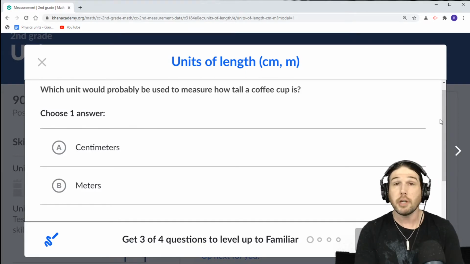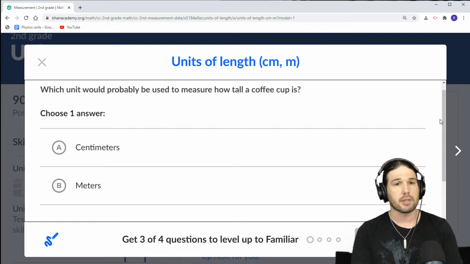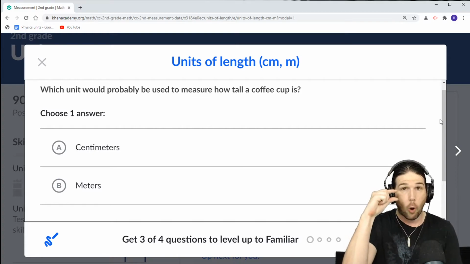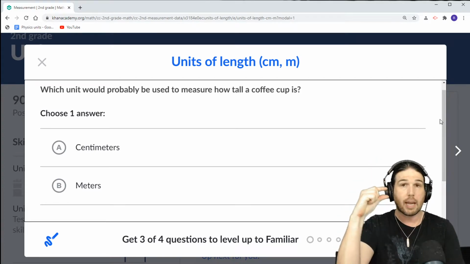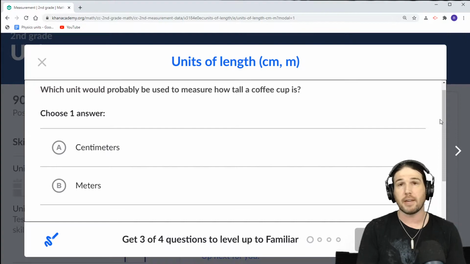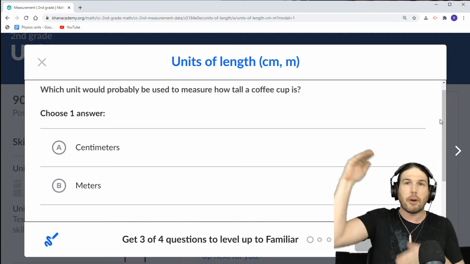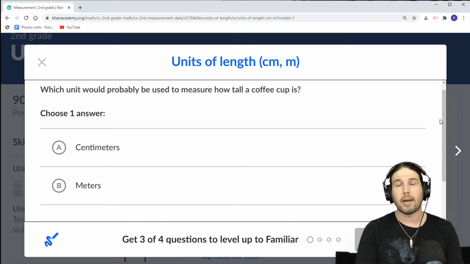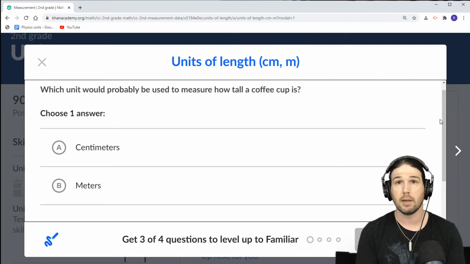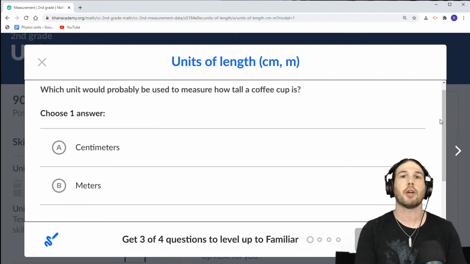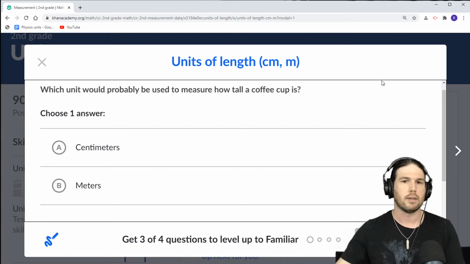So I could use either centimeters or meters to describe how tall my coffee cup is, but it's more likely that I'm going to use centimeters, because then I'm going to end up getting a whole number, because it'll take multiple centimeters to measure the coffee cup. Whereas if I took out a meter stick, it would take a very small fraction of 1 meter to measure the coffee cup. So while they are both absolutely usable, the one that is more convenient, easier to understand, and more intuitive is centimeters.